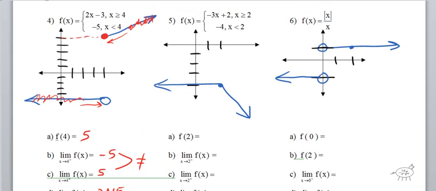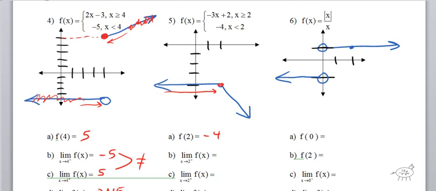Okay, let's look at number 5, another piecewise function. But notice this function connects. So what's f of 2? Well, f of 2 means I am there. I'm at the point right here. And so what's the value of y? Negative 1, 2, 3, 4. So negative 4. Okay, let's approach it from the negative side.